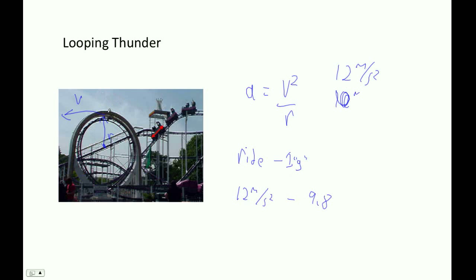And you ought to be able to go back and look at vertical data, especially in that one file that we were looking at, right? So lots of ideas for the looping thunder. Make a model of it. Do the acceleration down the curve. Figure out what the velocity should be at different heights.